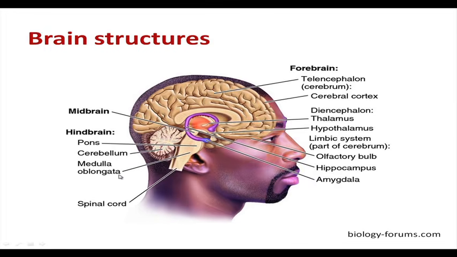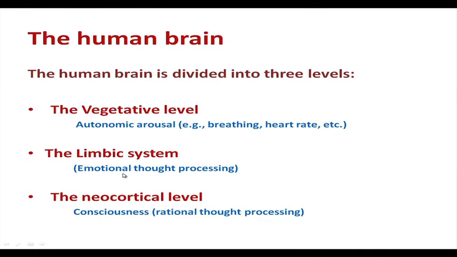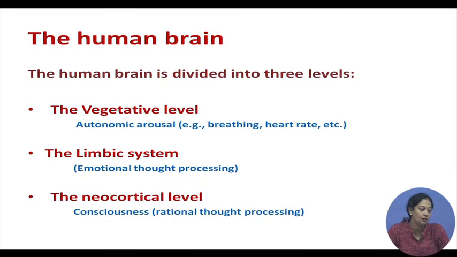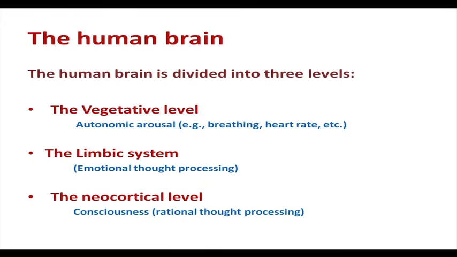Now, for our convenience, we shall discuss the brain today in a different way. So, primarily we will divide the human brain into three levels, that is the vegetative level, the limbic system and the neocortical level. The reason for doing this is we will understand how these responses, how these structures actually are involved in the stressful situation.